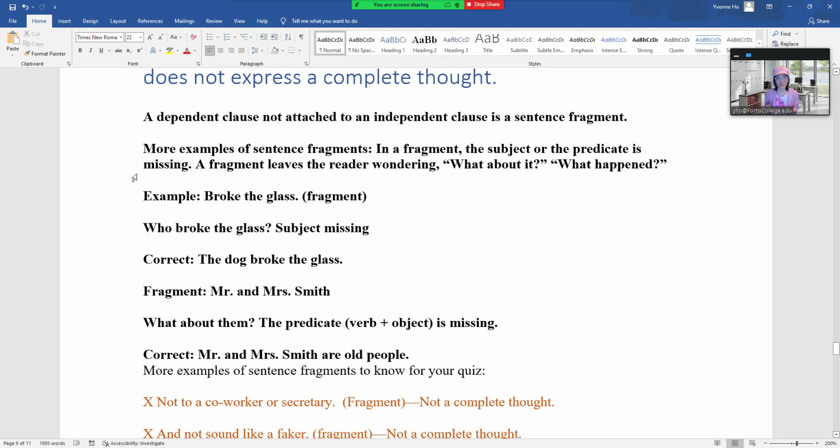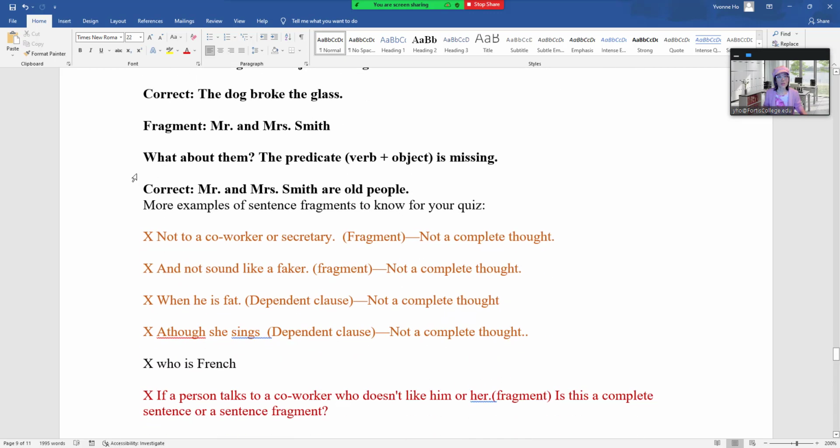Broke the glass. Okay, that's a sentence fragment because who broke the glass? You're missing a subject. The dog broke the glass. Now that's a simple sentence. Subject, verb, object. Mr. and Mrs. Smith. Well, what did Mr. and Mrs. Smith do? That's a sentence fragment because it's missing a verb and an object. So what about them? So the predicate, which is verb and object, is missing. So if I say Mr. and Mrs. Smith are old people, now that is a complete thought.